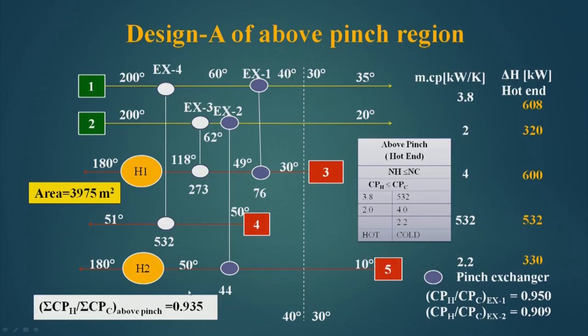But we should see that these pinch heat exchangers have less capacity, whereas these heat exchangers have more capacity. Now, the area of this heat exchanger network is 3975 meter square. That means we have used the Cp ratios properly, and my design gives me an area of 3975 meter square. I expect this area to be close to the area target, because I have adhered to the Cp ratio rule. However, we will see that the story is different here.